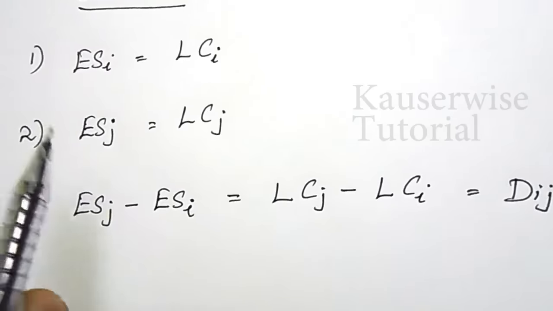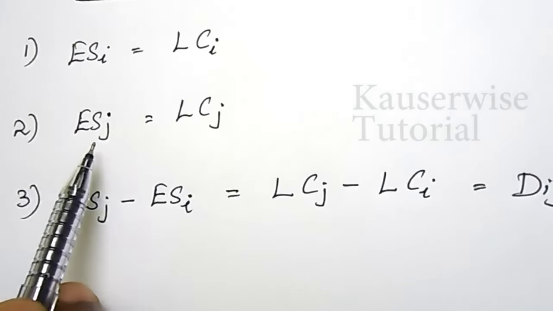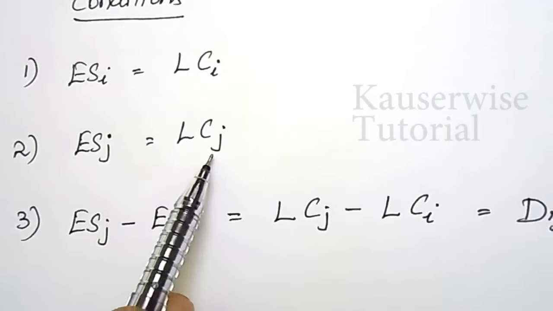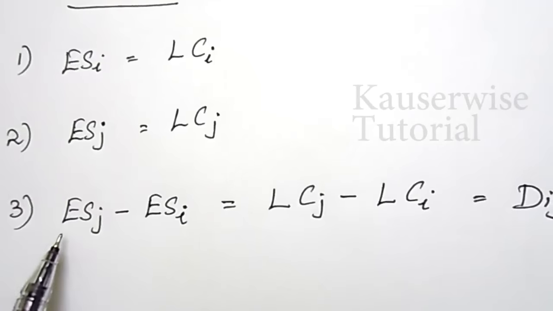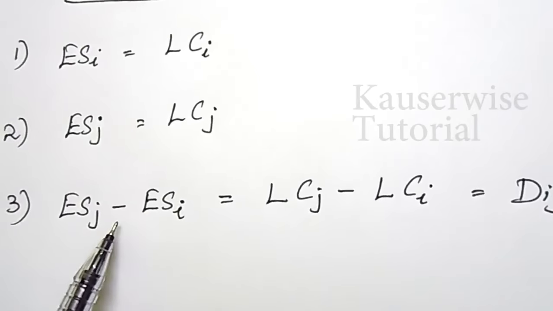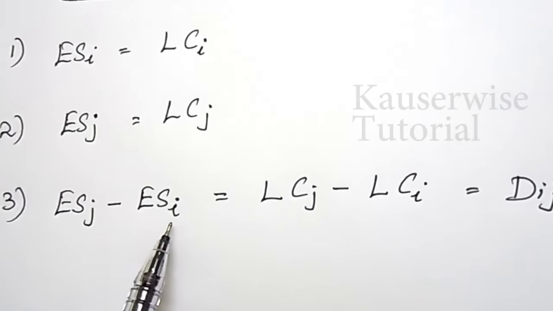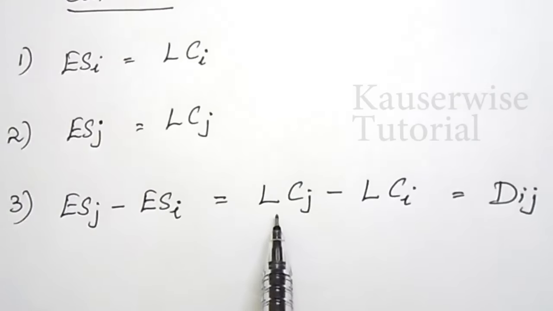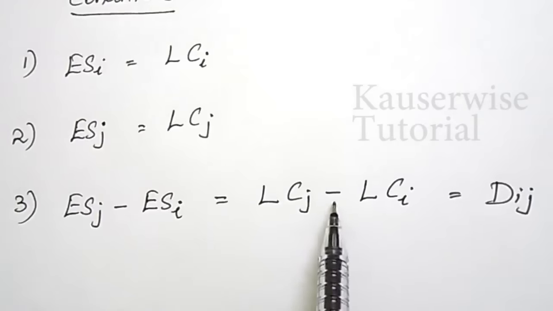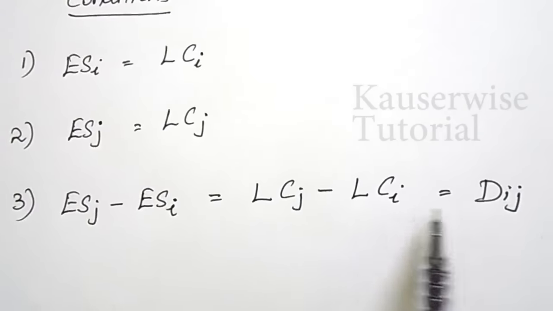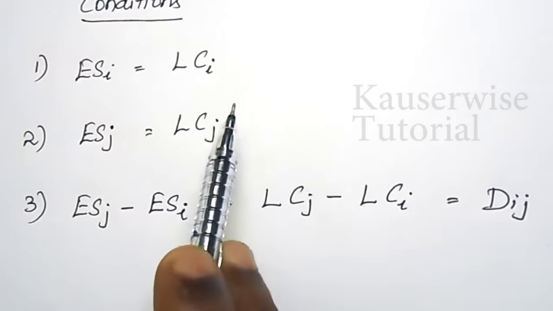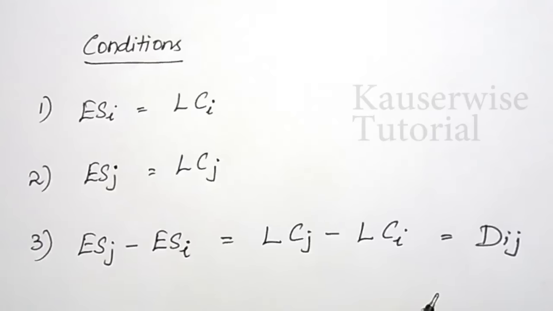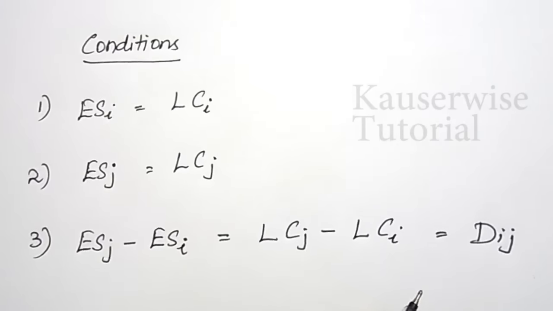And the second one is earliest starting time of ending node must be equal to latest completion time of ending node. The third one is earliest start time of completing node minus earliest start time of starting node must be equal to duration. Or other option is the latest completion of completing node minus latest completion of starting node must be equal to duration. So, these are the three conditions need to be satisfied if it is called as critical path. Let me explain the critical path along with the condition.